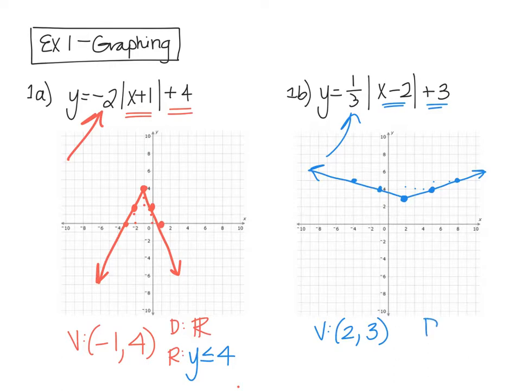And so when we go to name our points, we've got domain, always all real numbers. Range, remember the shortcut. Pull the y value from the vertex. So that's y, and then I'm going to use the number 3. And because this is opening up, this time it's going to be greater than or equal to 3.